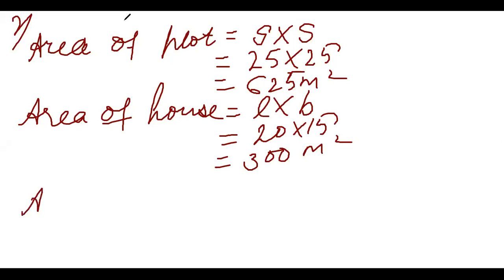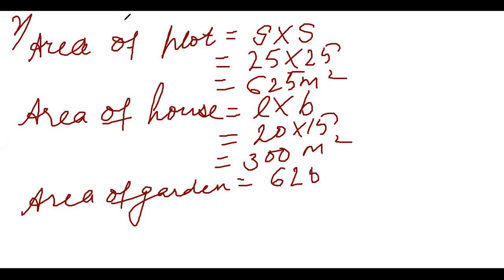Now we have to find out area of garden. As all around the house there is garden, so we will subtract the area of the house from the area of the plot. It will be 325 meter square.